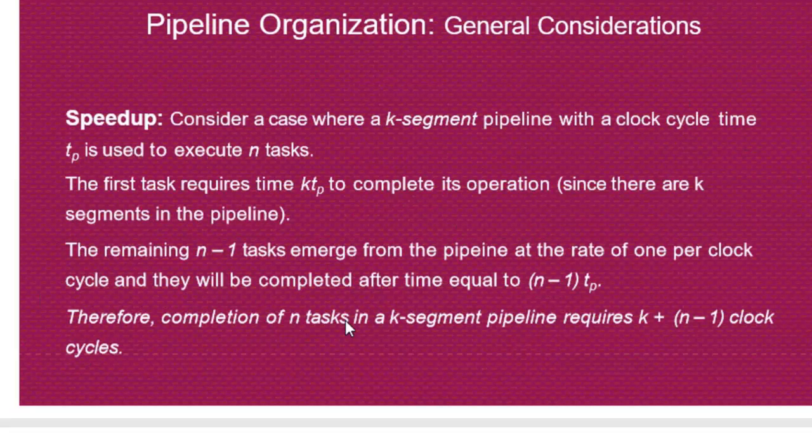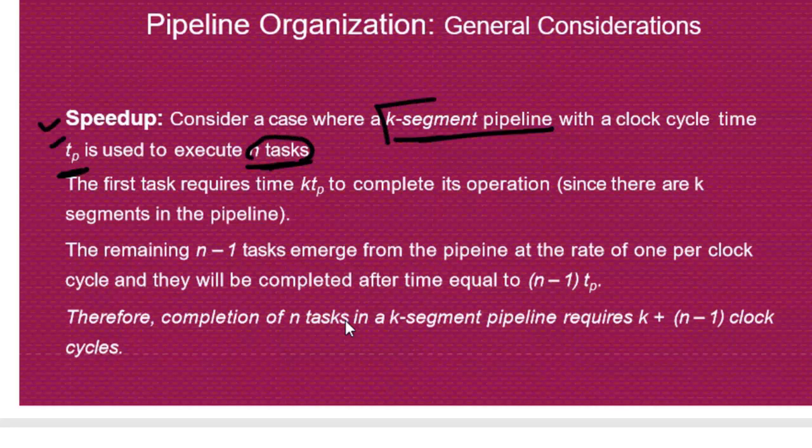Now here we will discuss speed up in detail. Consider an example where a k segment pipeline with clock cycle time TP is used to execute n tasks. So here the number of tasks is equal to n, the number of segments used in the pipeline is equal to k, and the clock cycle time used to perform a task is TP. The first task requires time k into TP. Now what is k here? K is the number of segments in the pipeline architecture.